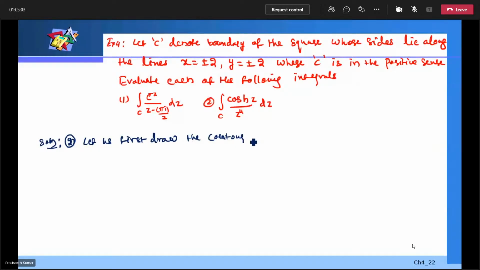Contour C. So here you see that this is the x-axis, this is the y-axis. This is 1, 2, and 2 only. We have the maximum 1, 2. x is equal to plus or minus 2, means these two.